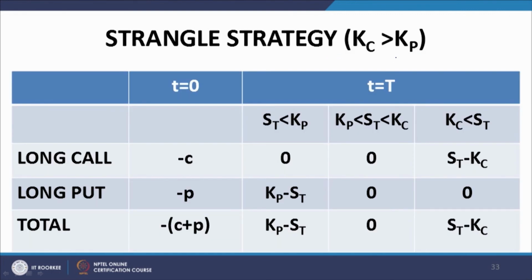So, on that basis, we have this diagram, which by now is quite simple to interpret. We have St less than Kp, Kp less than St less than Kc, sandwiched between Kp and Kc, and here is Kc less than St. So, in this case, what happens? The put is exercised, and this is the payoff from the long put. In this case, neither of them is exercised, so the payoff is 0, and in this case, the call is exercised, and the payoff from the call is this. The put is not exercised, and the payoff from the put is 0.